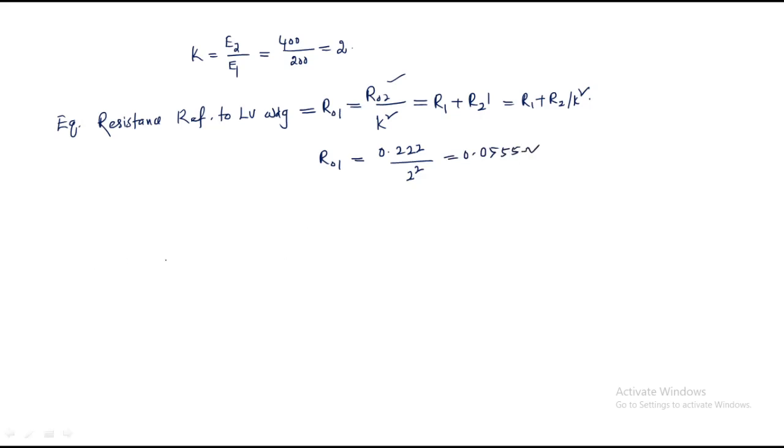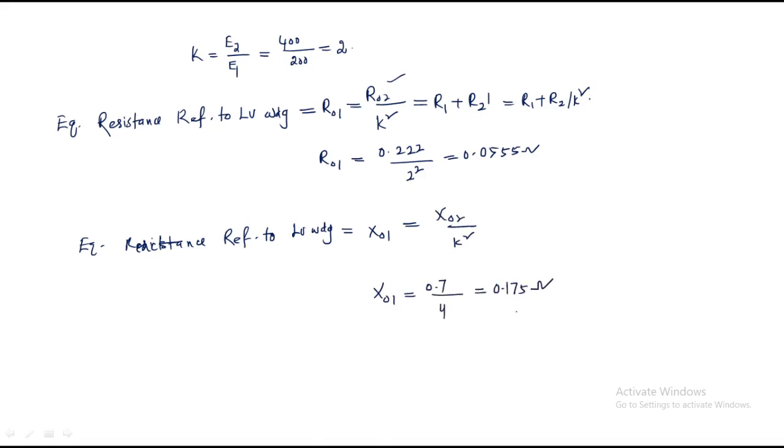Like that, equivalent reactance referred to LV winding, which is equals to X01, right, which is equals to X02 by K square. From this, X01 should be equals to 0.7 by 4, which is equals to 0.175 ohms. So, like that, you have to calculate equivalent resistance referred to LV or HV. So, whatever may be the given required data, you have to calculate through the formulas.